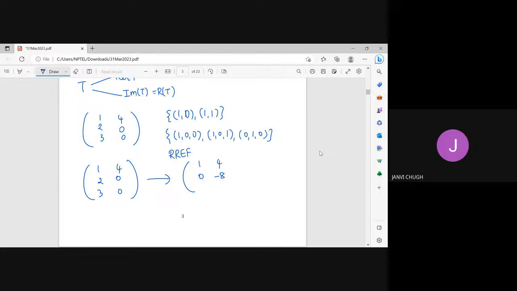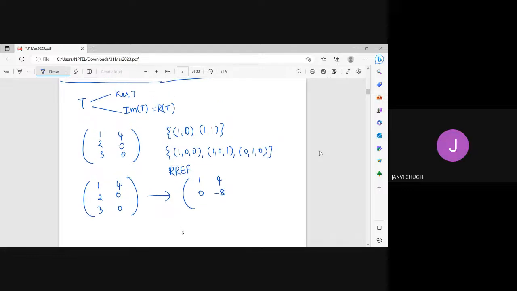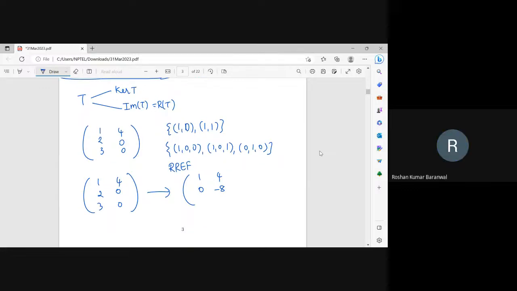Can you repeat the question? What will be the question for this? Finding the image of the linear transformation, given the matrix of the linear transformation. Okay. Given the matrix, you can always find the linear transformation and then find the image, but directly from the matrix also, you can find it. Ma'am, is the basis given or not? Basis will be given. Otherwise, nothing works.